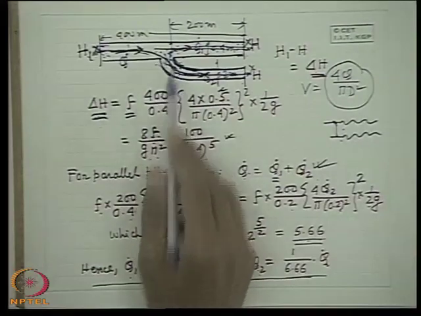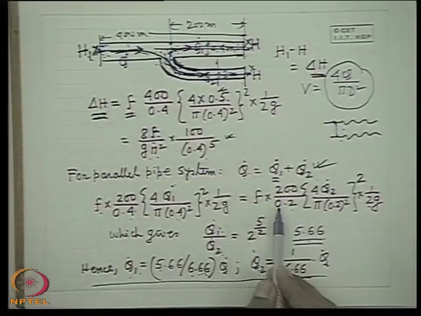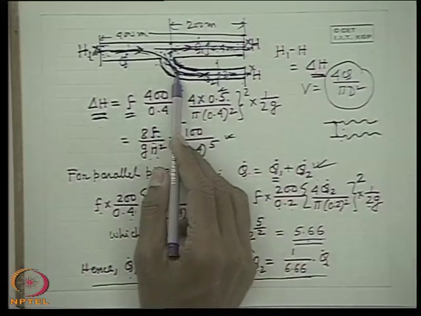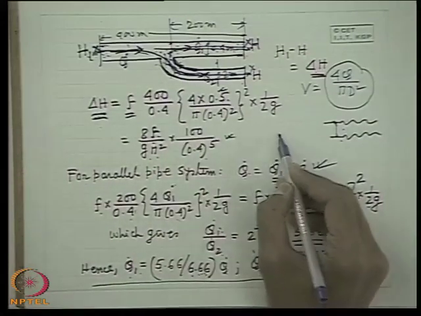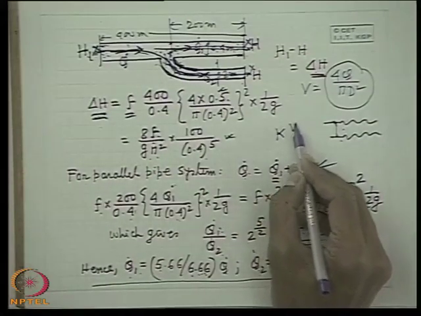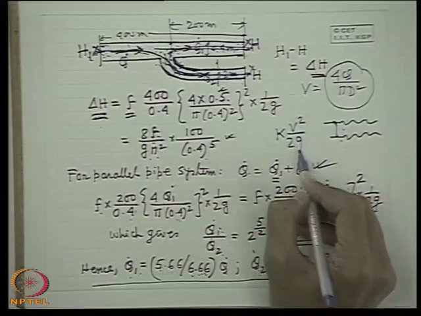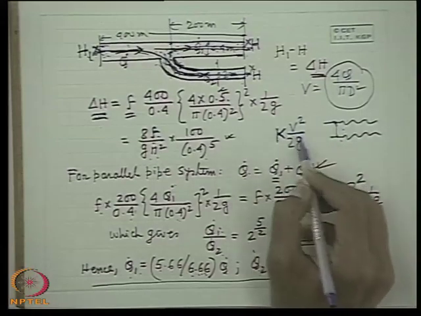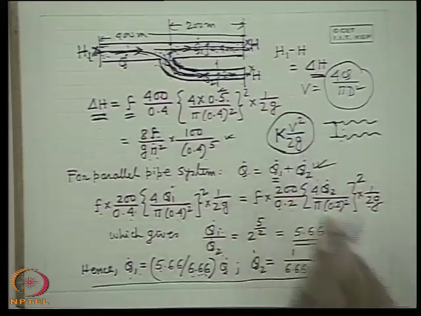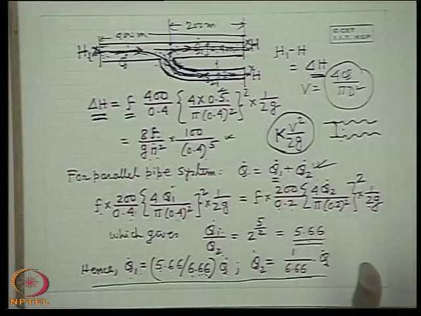In that case, you will write the equation here. You will have to add kv square by 2g, if k is the loss coefficient, because bend losses and many losses are expressed in terms of a factor k of the velocity head. So this is the loss. This is not given, so we just neglect it. All right.